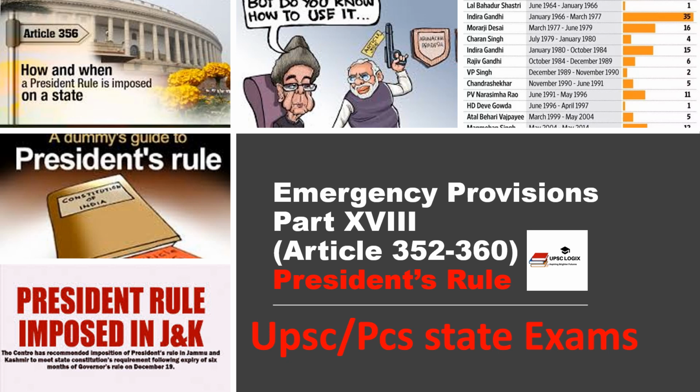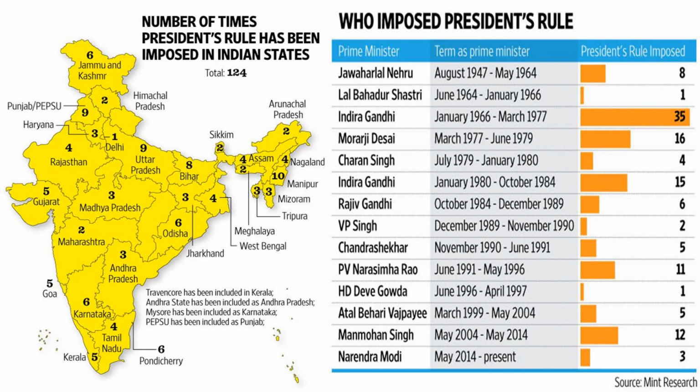So let us begin. So let us have a look at the number of times the president rule has been imposed in the Indian states. And according to this map, it has been imposed 124 times. However, different books give a different number on this particular fact, that how many times president rule has been imposed. So it says Jammu and Kashmir has had president rule 6 times and Himachal has 2 times, and so on and so forth. And this particular chart gives us a number of times president rule has been imposed by different prime ministers, or the advice of different prime ministers. The president has imposed the president's rule.